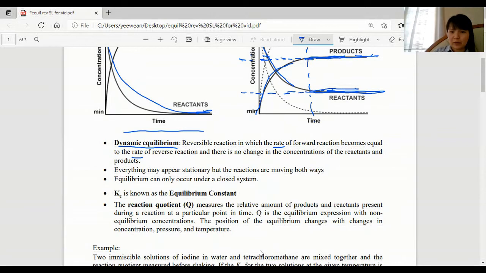This equilibrium can only occur in a closed system. What does this closed system mean? If we don't add moles of reactants or products, if we don't change the temperature, if we don't change the pressure, that is a closed system. We don't change its conditions.